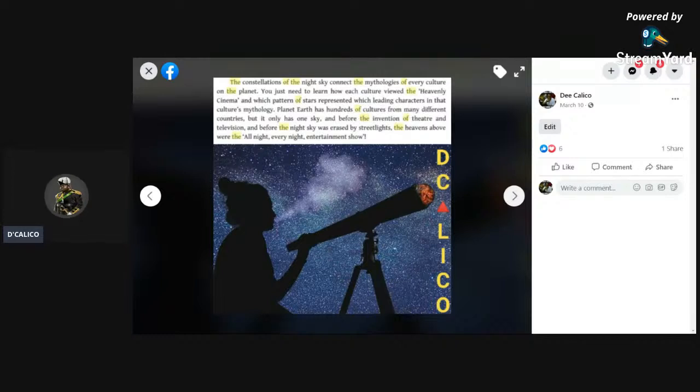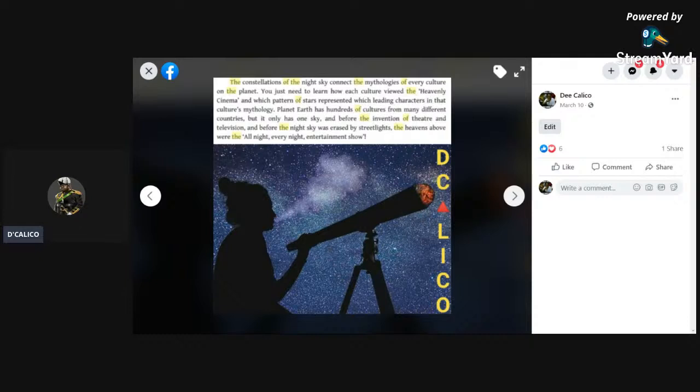The constellation of the night sky connected the mythologies of every culture on the planet. You just need to learn how each culture viewed the heavenly cinema and which patterns of stars represented which leading characters in that culture's mythology. Planet Earth was hundreds of cultures from many different countries, but it only has one sky. And before the invention of theater and television, and before the night sky was erased by street lights, which we call ambient light, the heavens above were the all night, every night entertainment show.